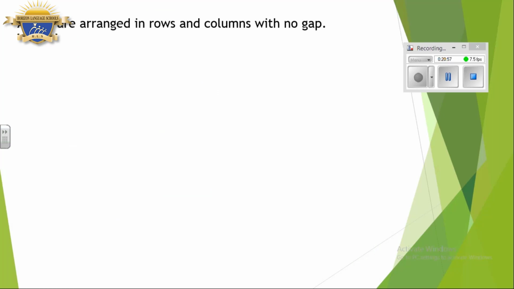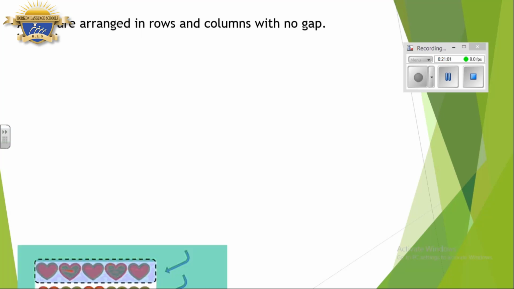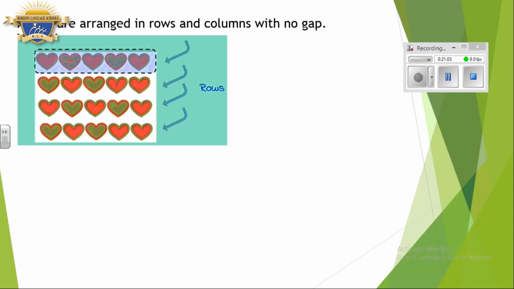Arrays are arranged in rows and columns with no gap. So we should know what is the meaning of rows. The row is like this. Row is horizontal. It comes right and left. So row is horizontal. It comes right and left.